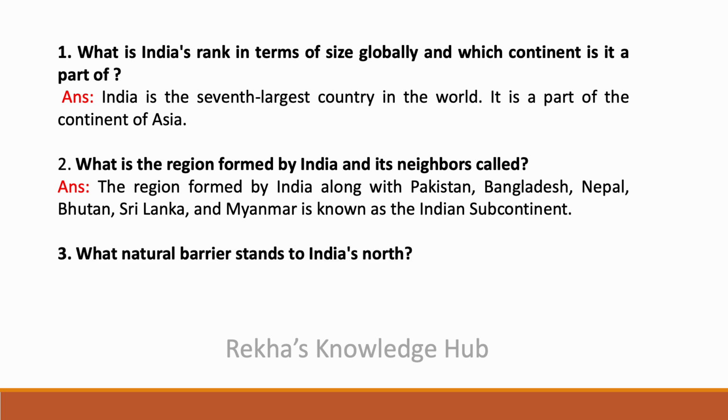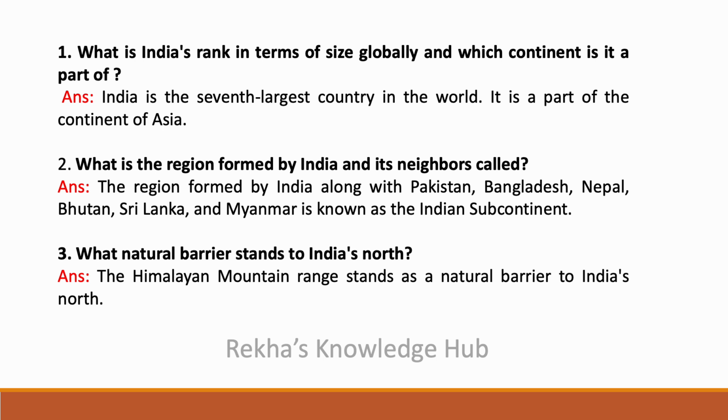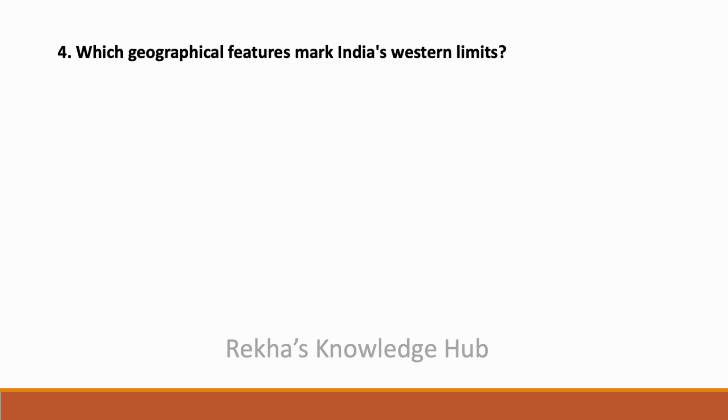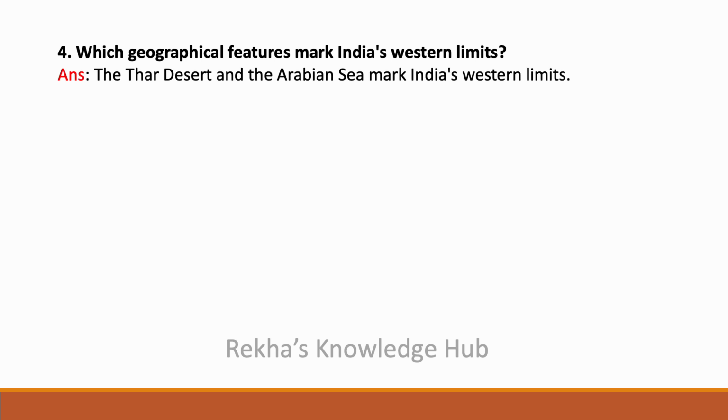Next one. What natural barrier stands to India's north? The Himalayan mountain range stands as a natural barrier to India's north. Which geographical features mark India's western limits? The Thar Desert and the Arabian Sea mark India's western limits.